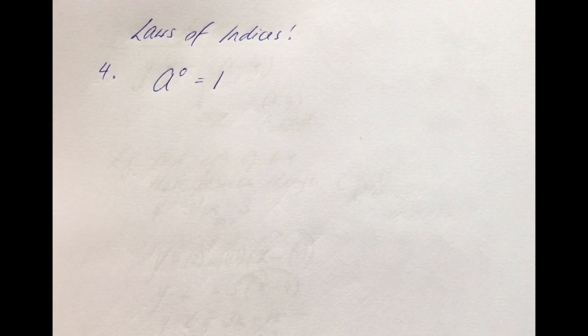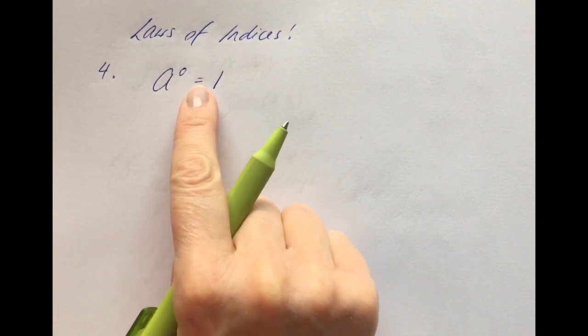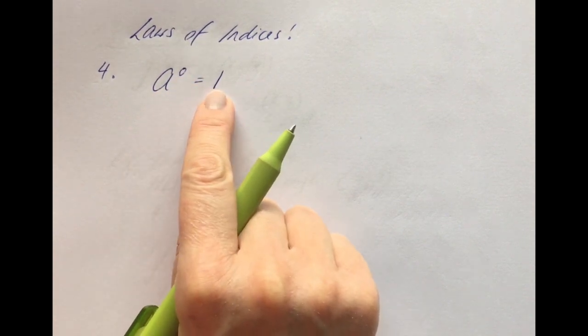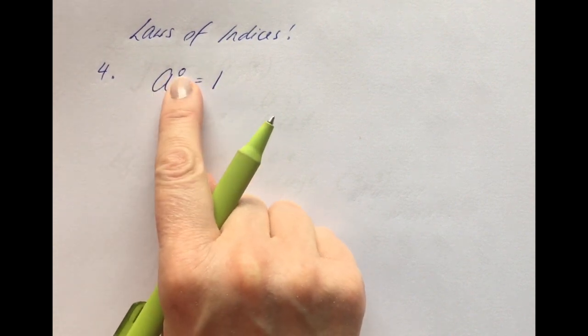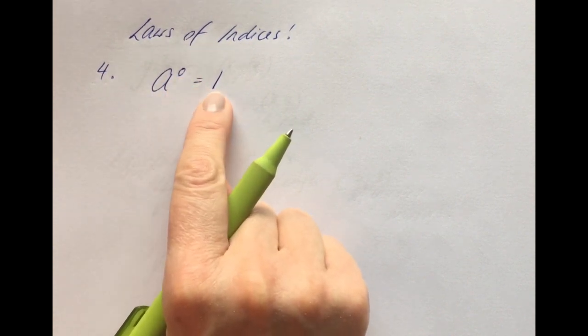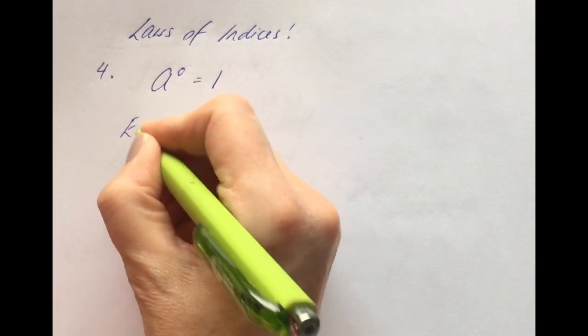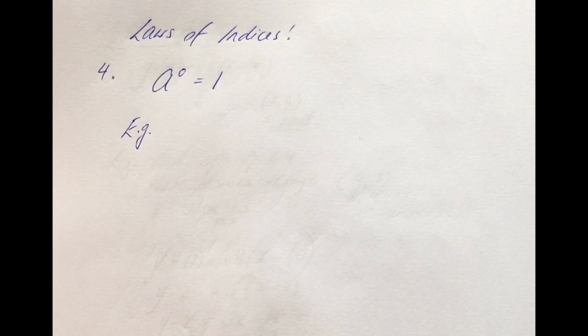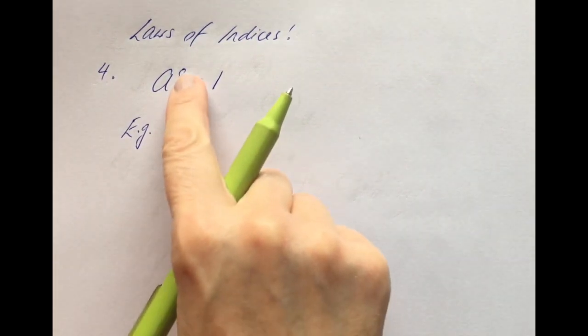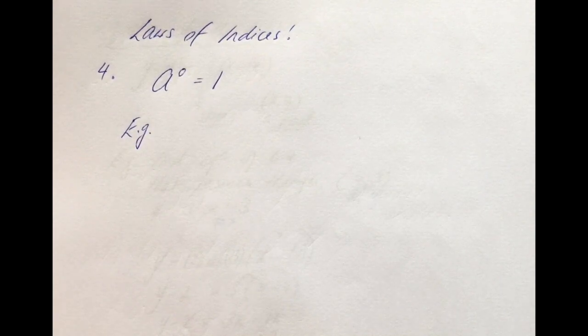Okay, the fourth law, as it appears in your log tables on page 21, says that a to the power of 0 equals 1. Now, what this basically means is that anything to the power of 0 will always equal 1. Okay, well, let's take a look at a way of explaining this. How does this work out to be true? Anything raised to the power of 0 will always be 1. That's what this law is saying.